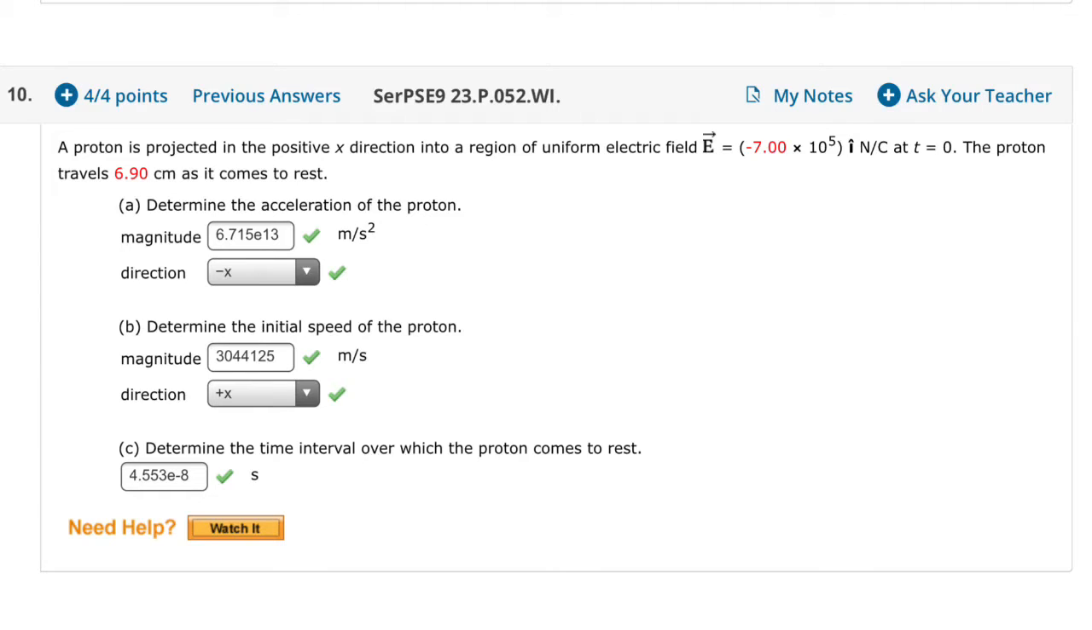A. Determine the acceleration of the proton. B. Determine the initial speed of the proton. C. Determine the time interval over which the proton comes to rest.